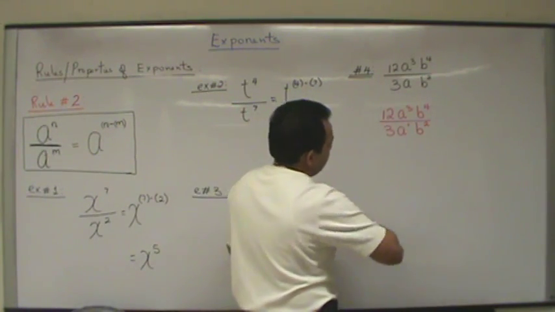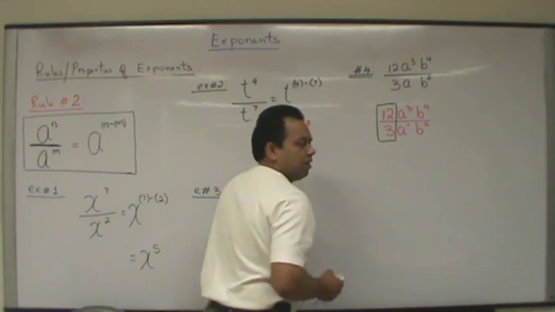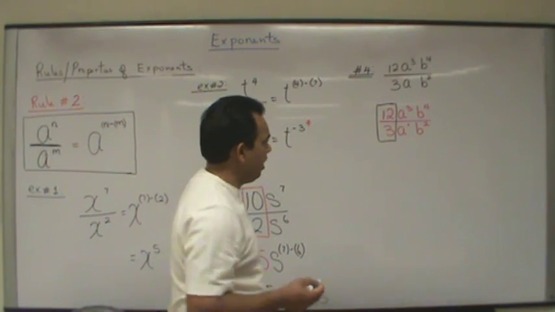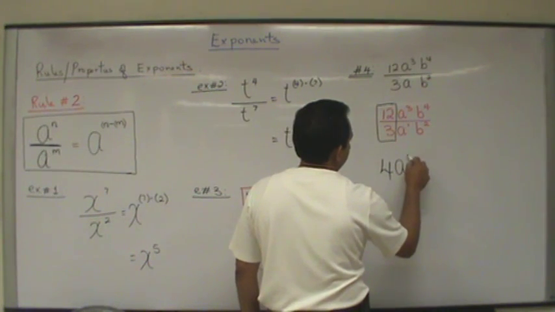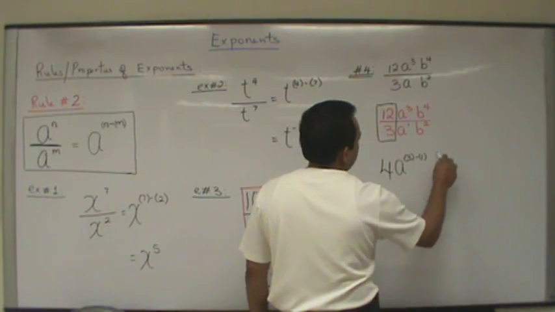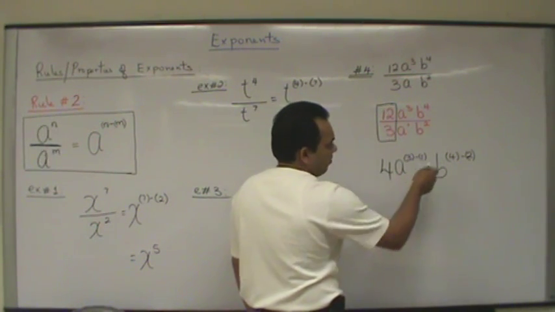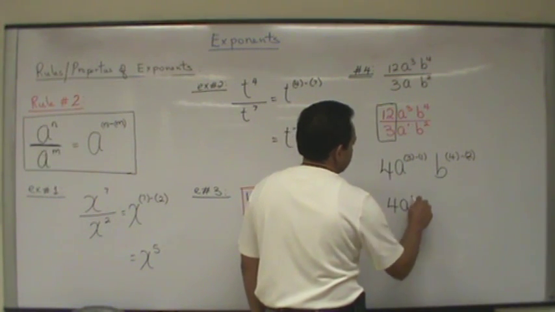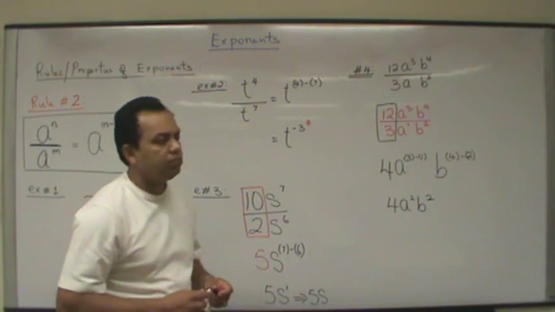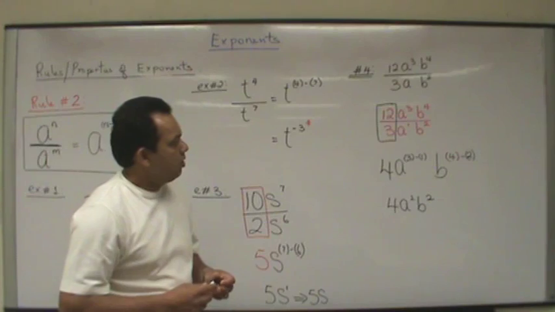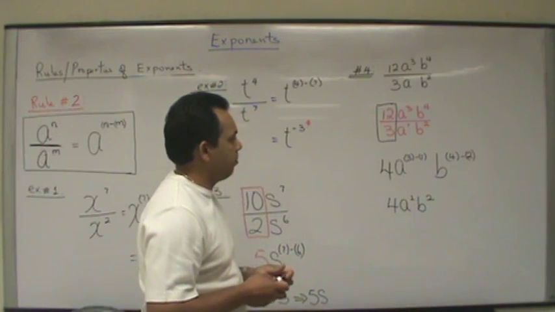And we divide. Remember, these are all multiplication in between there, so we could do this portion here. Can it be simplified? Yes, 12 is divisible by 3, so we have 4. The bases are the same with the a, so it's a to the third power minus 1, b to the fourth power minus 2 from the denominator. Simplifying here, we have 4a to the second power, b to the second power. So, following the rule, bases are the same, we keep the base, and we subtract.